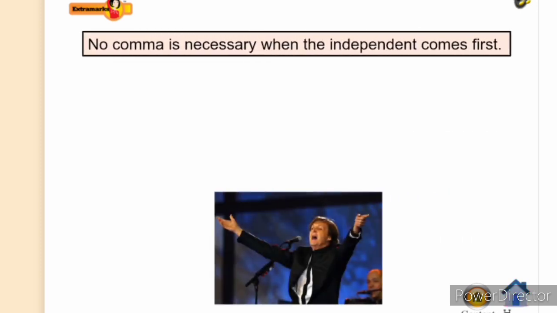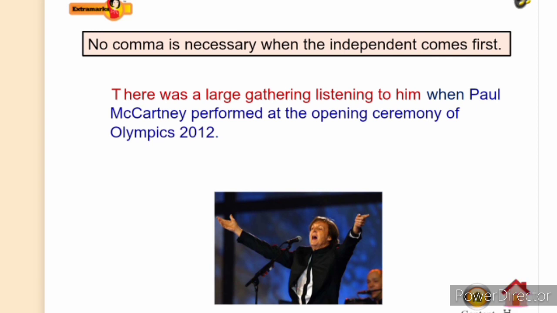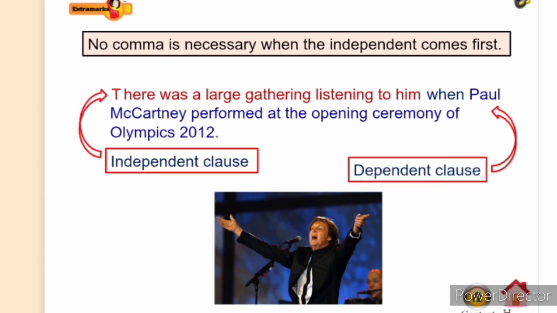Please note that no comma is necessary when the independent clause comes first. Example: there was a large gathering listening to him when Paul McCartney performed at the opening ceremony of Olympics 2012. In this sentence, the independent and subordinate clauses remain the same, but the independent clause comes first.